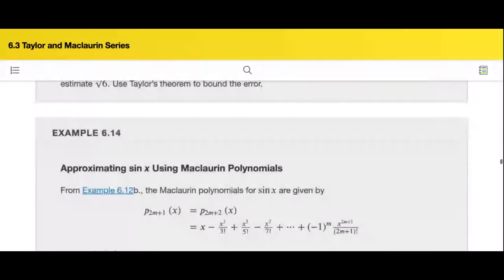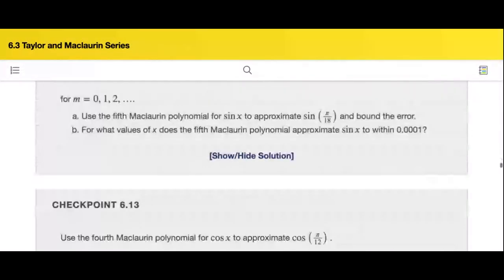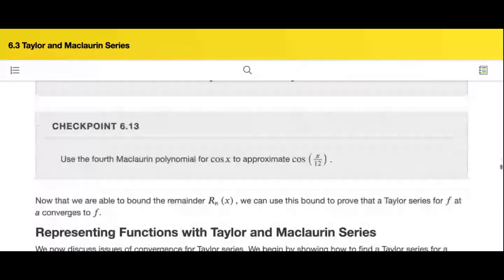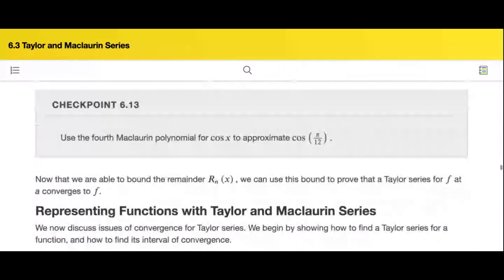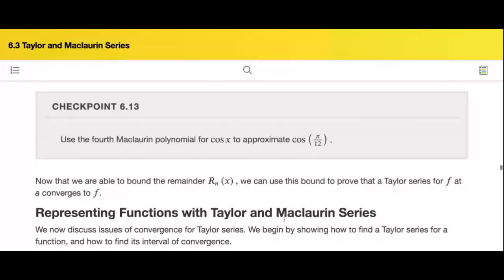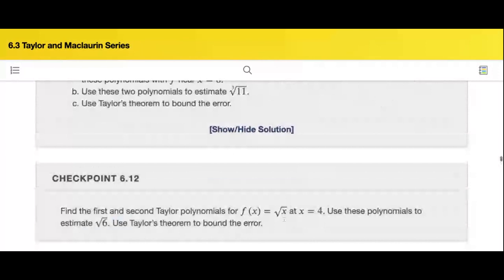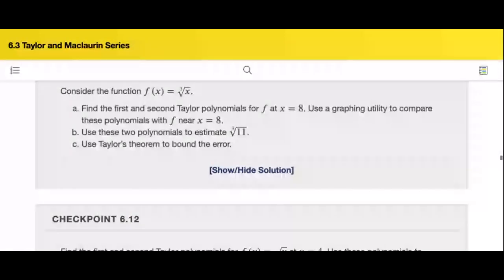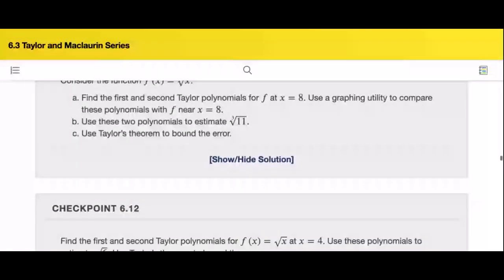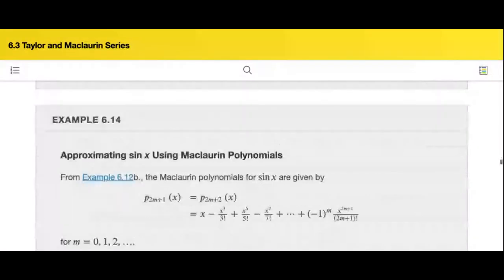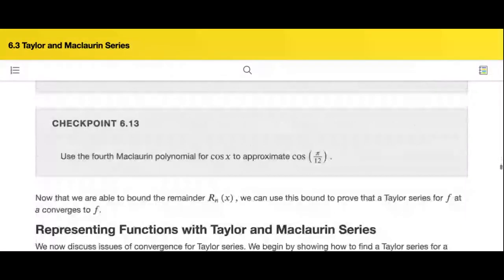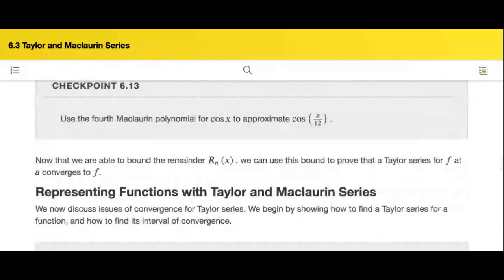Oh, we didn't do this. Maybe we should do this too. You know what? Let me just finish. If we have time later, I'll give you time to practice those two. 6.12, 6.14, I guess. No, 6.13. If we have time, we'll come back here.